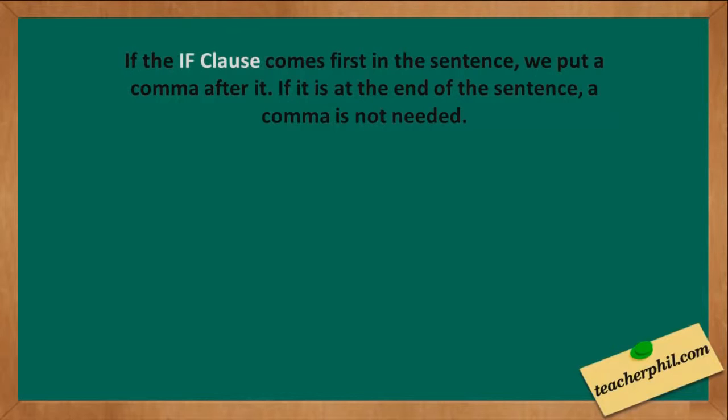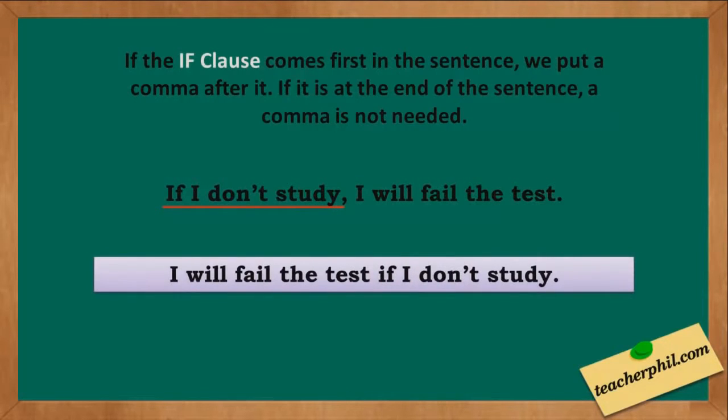Take a look at the following example. If I don't study, I will fail the test. In this example, the if clause comes first. If I don't study. That's why a comma is put after it. I will fail the test if I don't study. This time, the if clause if I don't study comes at the end of the sentence. Therefore, a comma is not needed.